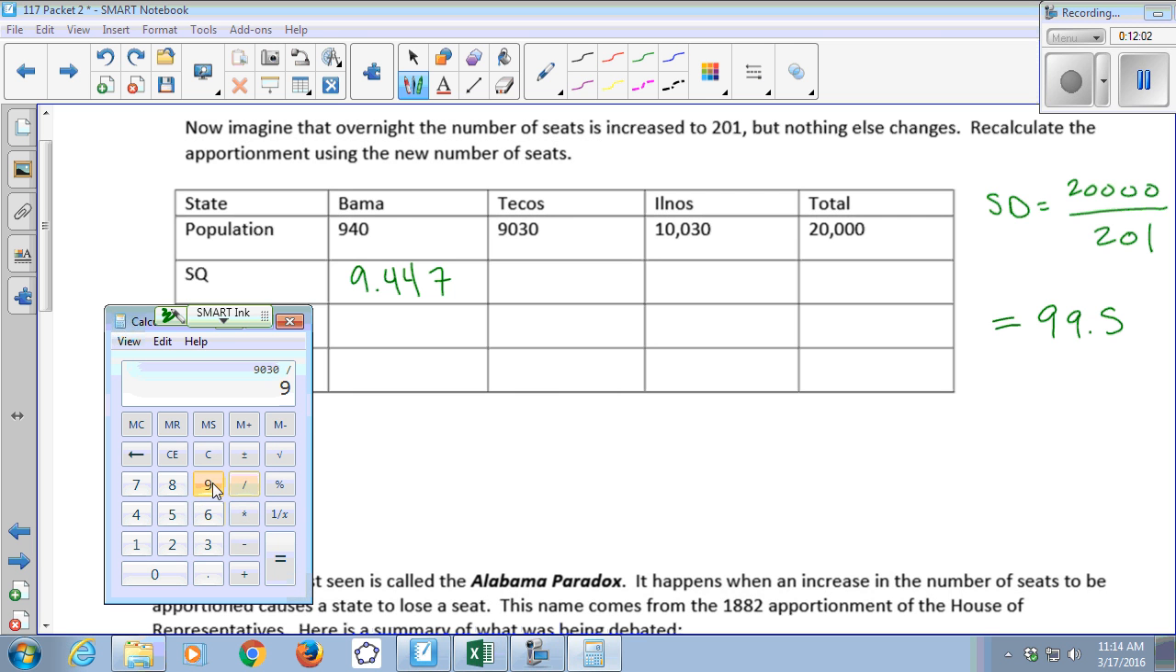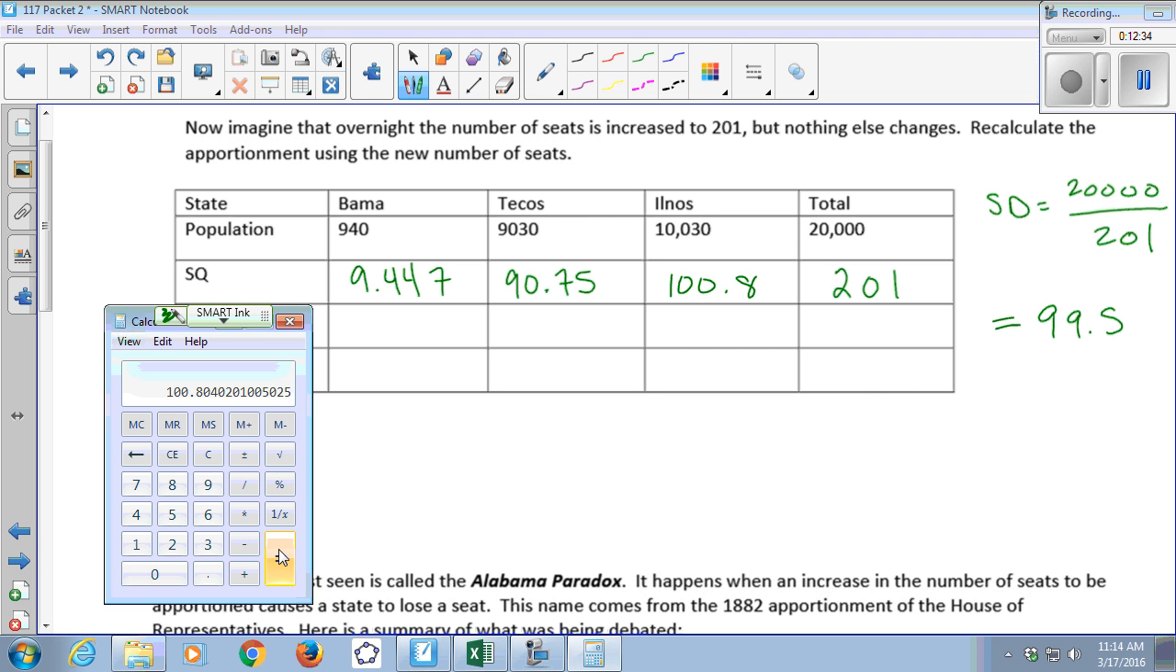9,030 divided by 99.5, 90.75. And 10,030 divided by 99.5, 100.8. If I add those up, it should come out really close to what? 201. If it doesn't come out to 201, why is it really close and not exact?